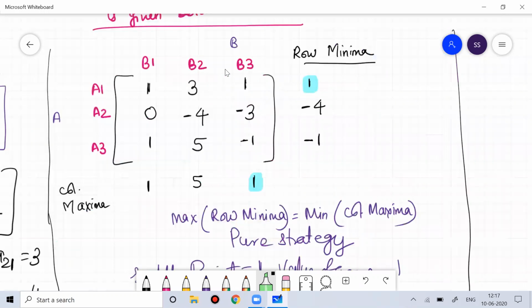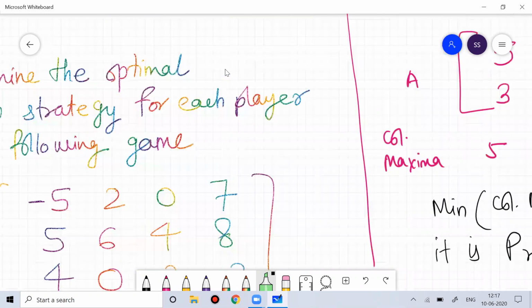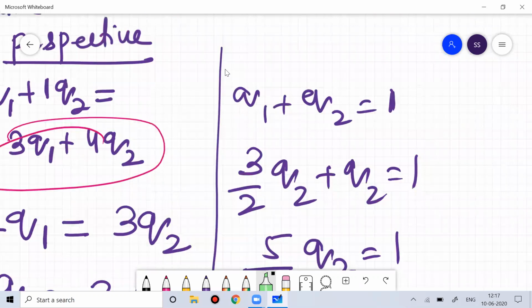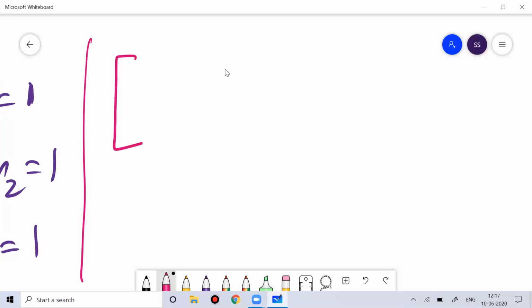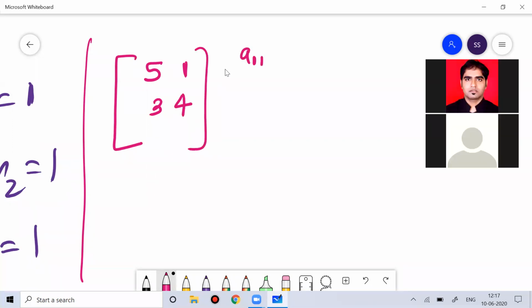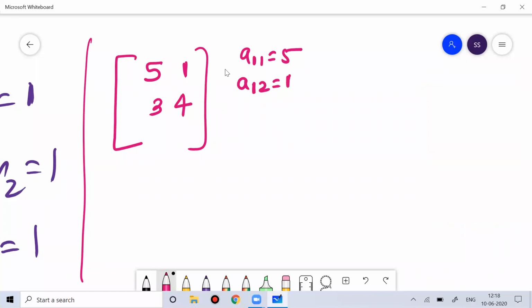So the same problem, if I solve this problem by using this formula, this problem is 5, 1, 3, 4. So your A11 is 5, A12 is equal to 1, A21 is equal to 3, and A22 is equal to 4. So I have made you write down the formula.